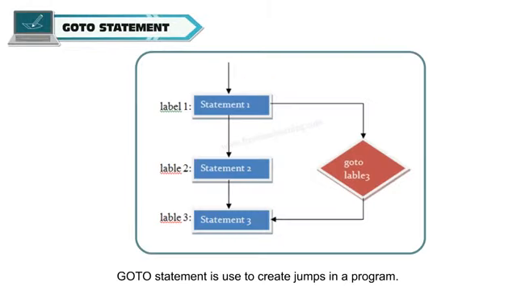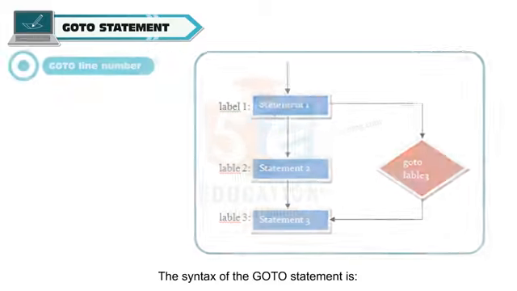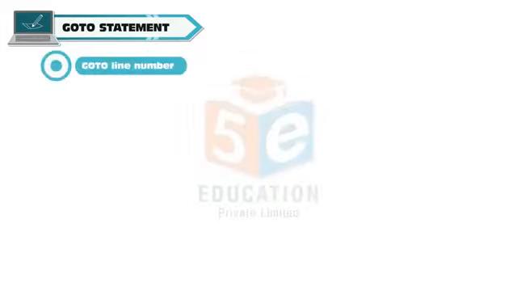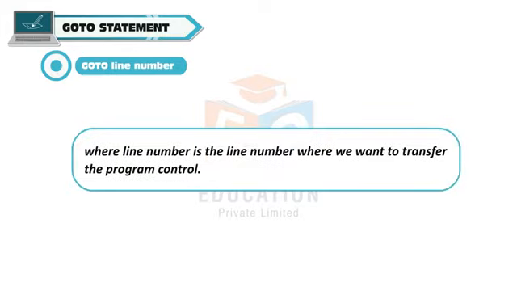GOTO statement. The GOTO statement is used to create jumps in a program. The syntax of the GOTO statement is GOTO space line number, where line number is the line number where we want to transfer the program control.